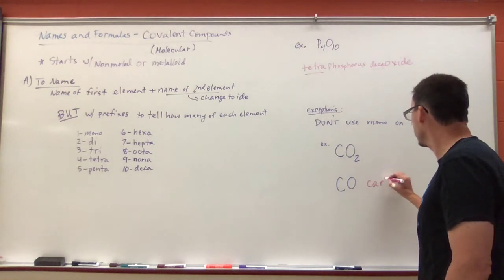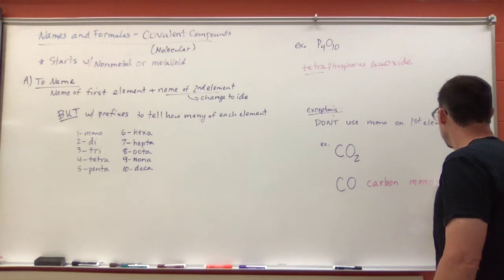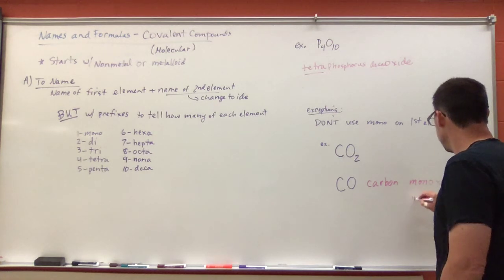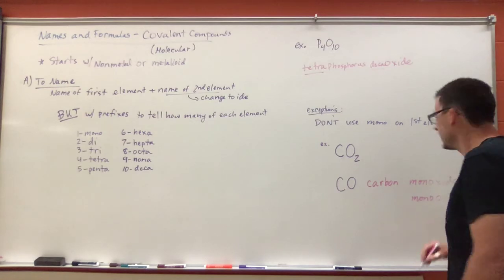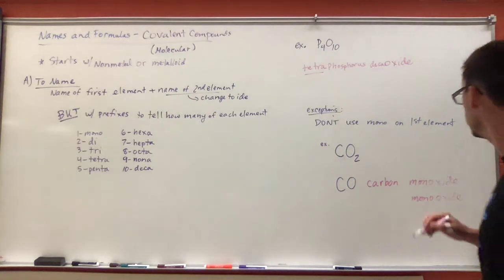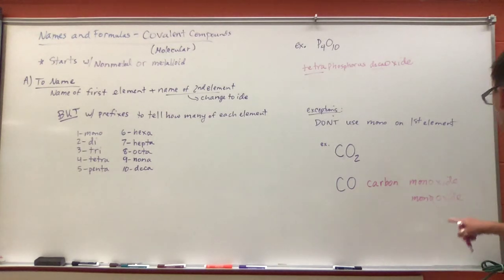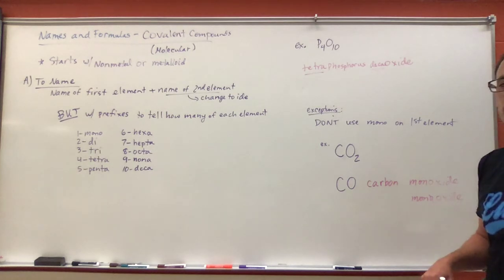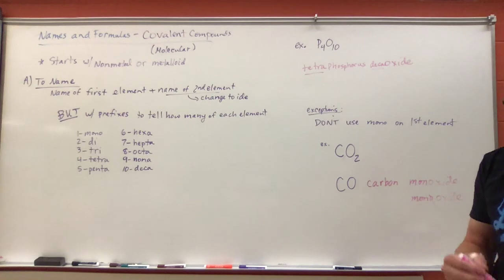And so that's how we would write it. We would just go with carbon monoxide. Now notice in me naming this, I'm not really saying monooxide. That kind of sounds weird. So you'll notice when we have a double vowel there, you typically drop the vowel at the end of your prefix if you have a vowel to start the element. So we would just go carbon monoxide as we say it. Okay?